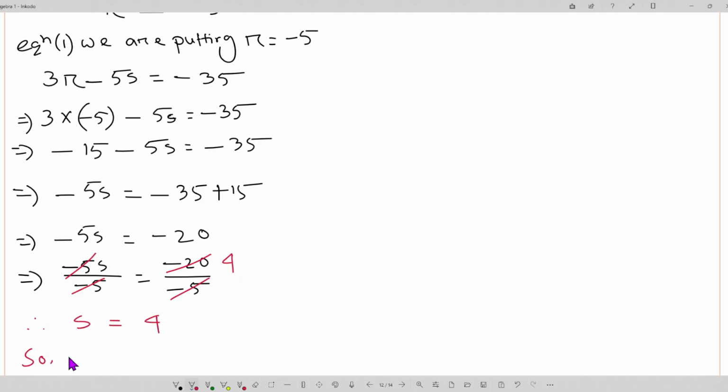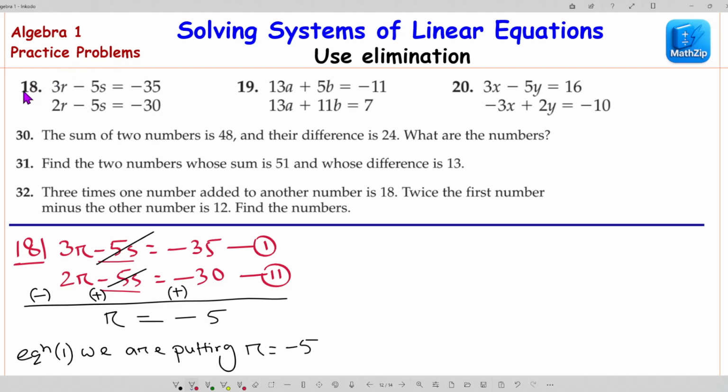So r equals minus 5 and s is 4. This is our answer. Okay, so number 18 done.